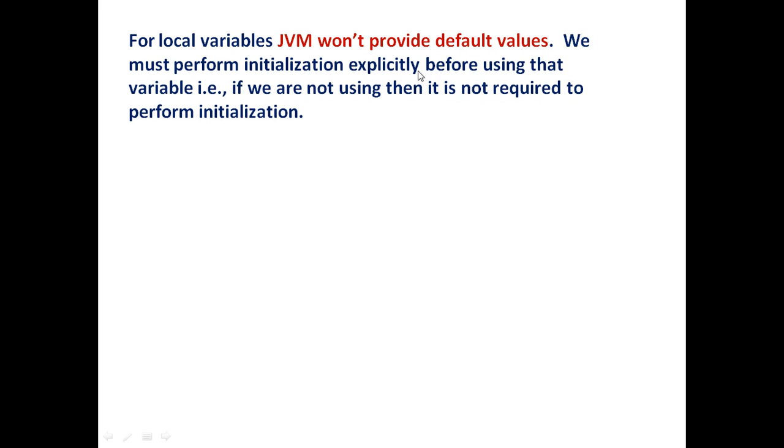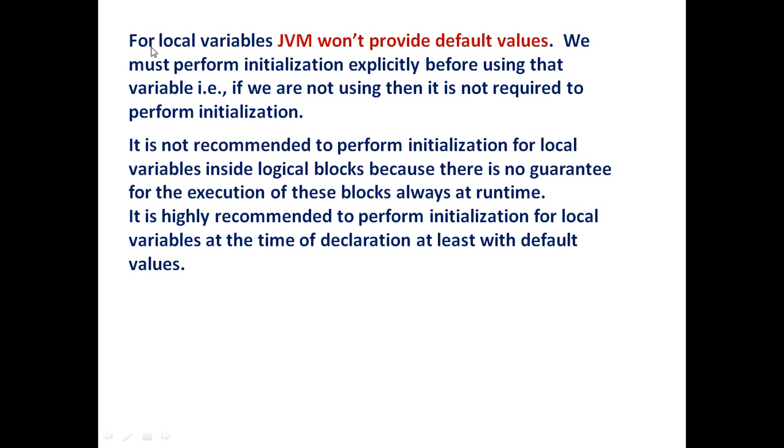And this point extends by saying that if we are not using it, then it is not required to perform initialization, right? If you do not use it, you are not required to initialize that particular variable. It's kind of lame to even declare the variable then. If you are declaring it, of course you want to use it, and that's why you have to initialize it as well. But if you aren't using it and you have forgotten to initialize it, then it's okay. We will see an example with a program in order to understand this point, right?